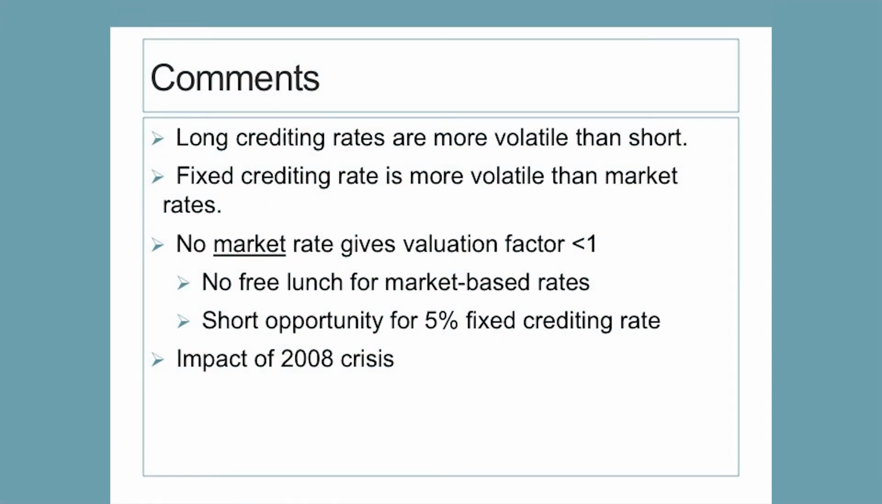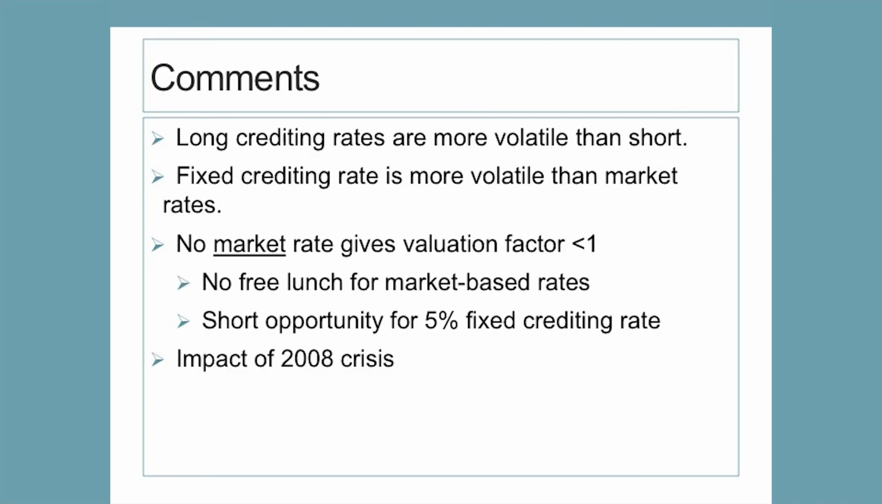Here's a summary of those conclusions. The long crediting rates give more volatile contributions than the short ones. The fixed crediting rate gives the most volatility and the most uncertainty. And none of the market-based rates ever gives a valuation factor of less than 1. You can't give something for nothing. If you're going to guarantee this market rate, then you have to pay for it.